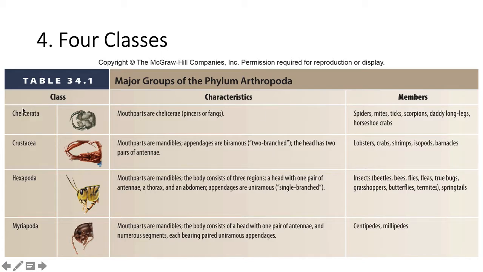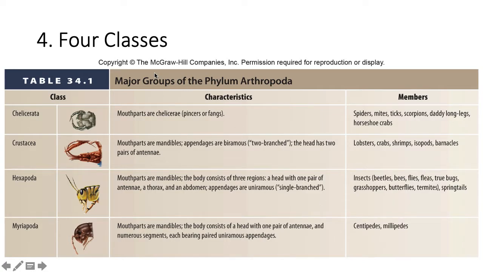Basically, the Chelicerata are going to be ticks and mites, and they're called that because they have specialized mouth parts like pincers or fangs. Crustacea, their appendages, I'll talk about how they are 2-branched, and the head has 2 pairs of antennae. Hexapoda: poda means leg, hexa means 6, so this is the class with 6 legs, okay? And then the Myriapoda, basically numerous segments, a lot of legs, centipedes and millipedes. So we'll spend some time going through some of these orders, members of these classes.